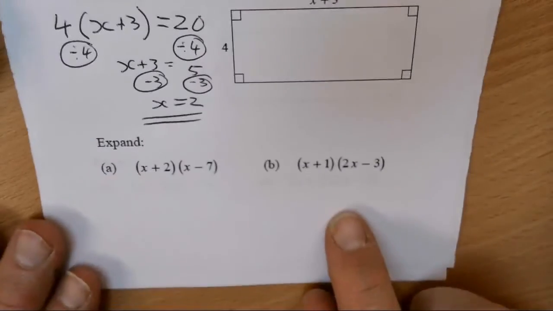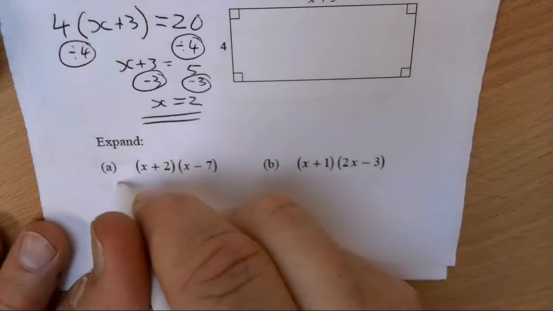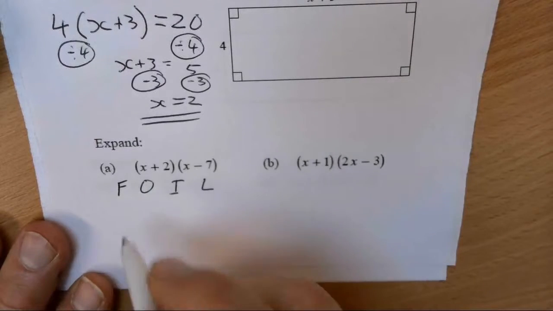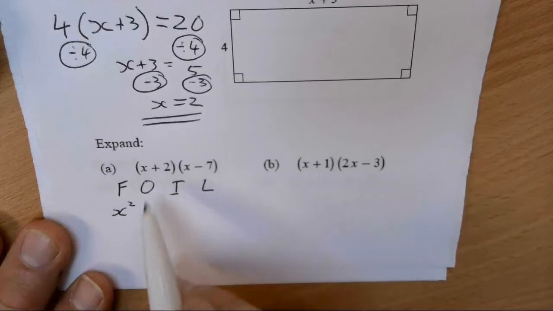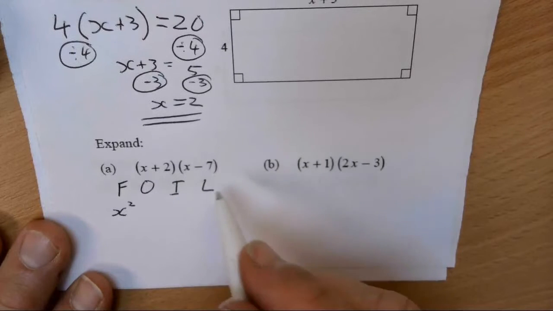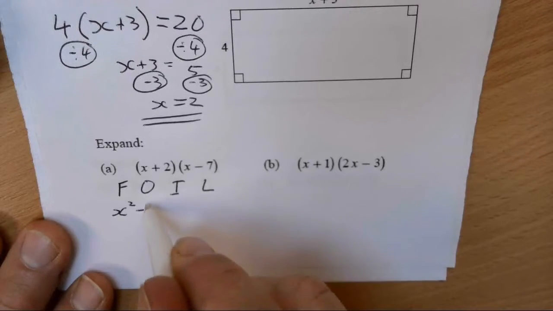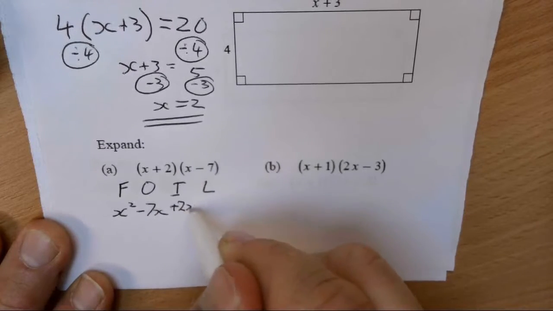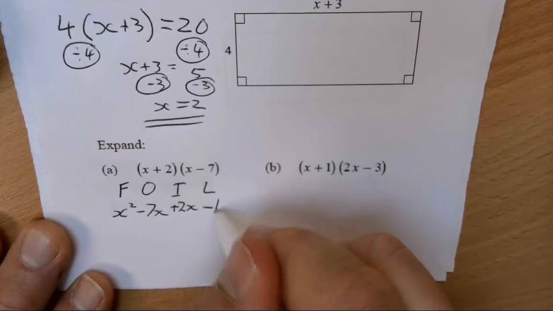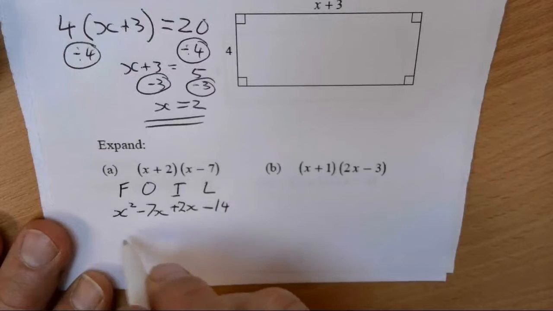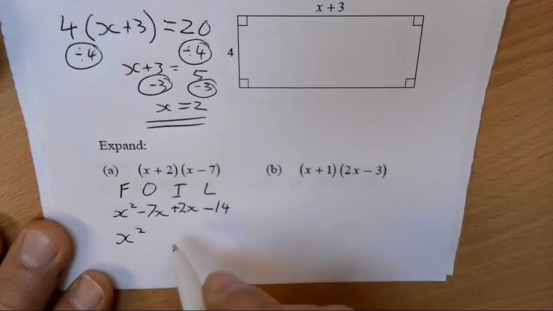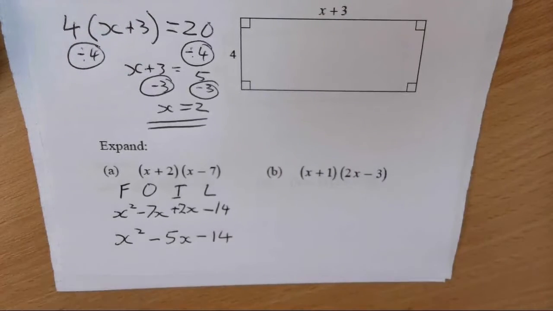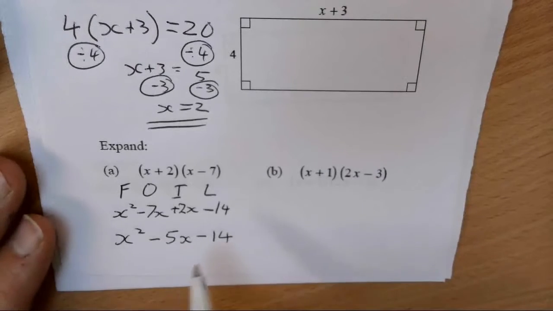Last question. This is our double bracket expansion. So we're going to use FOIL as we practiced. So x times by x would give me x squared. Outer, x times by minus 7 is going to give me minus 7x. Inner, x times by plus 2 gives me plus 2x. And last, 2 times minus 7 gives me minus 14. And then I've just got to put this together. So I've got x squared minus 7x plus 2x is minus 5x. And then minus 14. There's your answer.